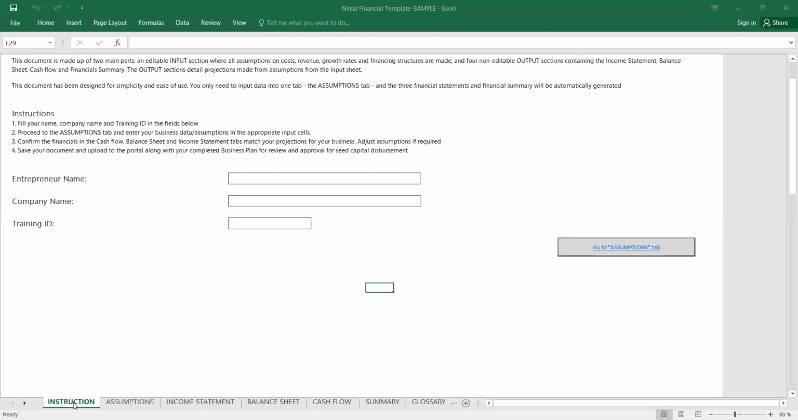We have instruction, assumption, income statement, balance sheet, cash flow, summary, and glossary. You start with instruction. Under the instruction, input your full name as you used for the loan to register on the NIRSAL dashboard. Then your company name. Then your training ID. This training ID is very, very key.